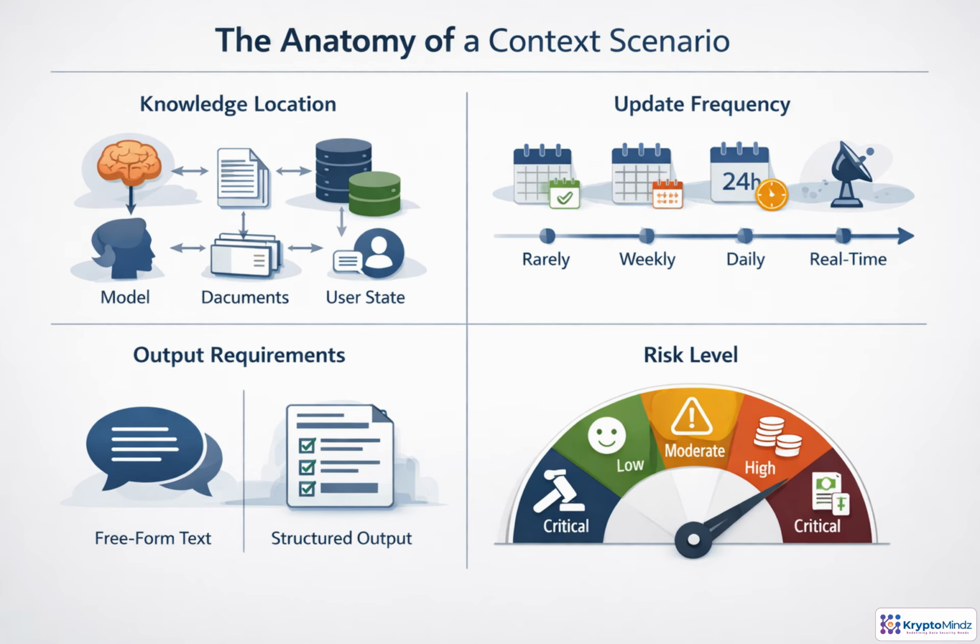Before choosing an architecture, diagnose the context scenario. Ask 4 questions. Where does the needed knowledge live? Inside the model, in documents, in a database, or in user state? How fast does it change? Rarely, daily, or in real time? What must the answer look like? Flexible prose or a strict schema? And what happens if it is wrong? These answers narrow the solution space before you debate LLMs, RAG, fine-tuning, or classical ML.